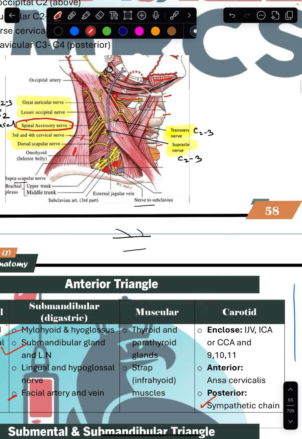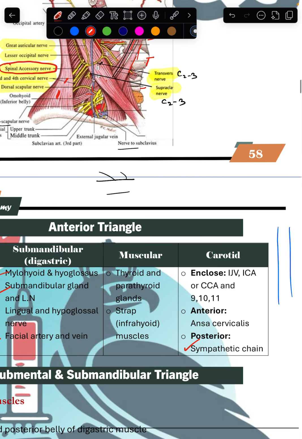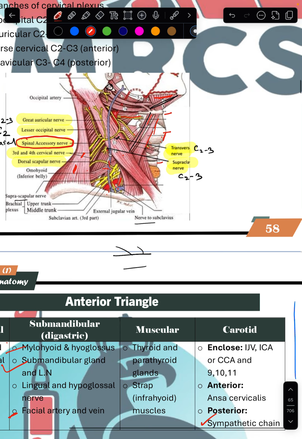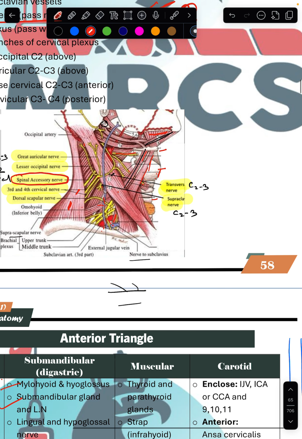Muscular triangle is the anterior. You see there anteriorly there is thyroid cartilage, hyoid bone, and thyroid cartilage, and along with thyroid and parathyroid gland and strap muscles, infrahyoid strap muscles. Then you see the carotid triangle. This is an important triangle. This triangle is the carotid triangle.